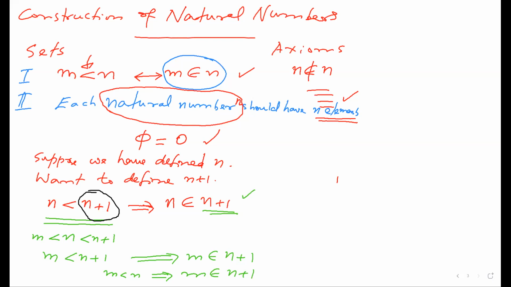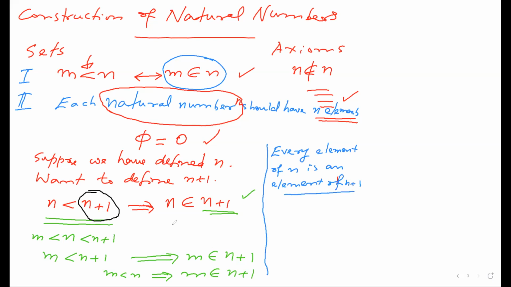What have we proved so far? Let me write something here. We have proved so far this: every element of n is an element of n plus 1. Wait a minute. What? Did we prove that? Wait.